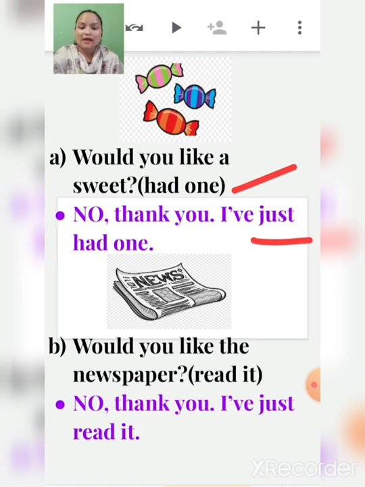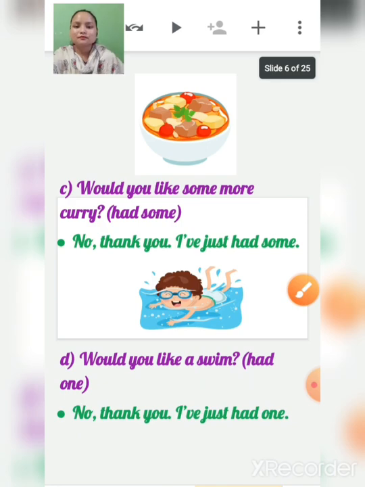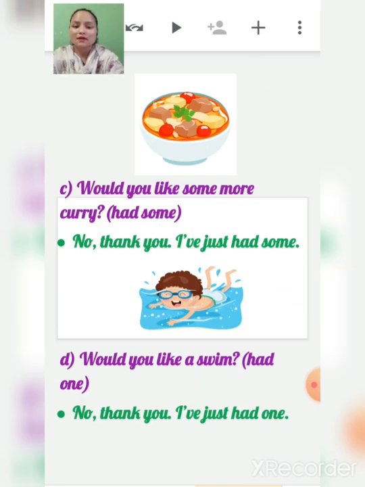Second, would you like the newspaper? In bracket what is given? Read it. No, thank you, I have just read it. Okay, next. Would you like some more curry? What is given in bracket? Had some. No, thank you, I have just had some.